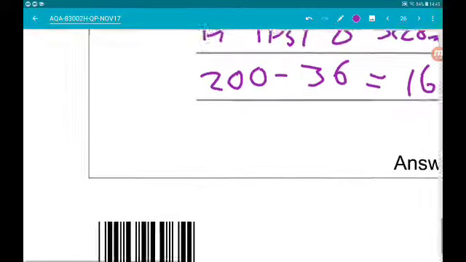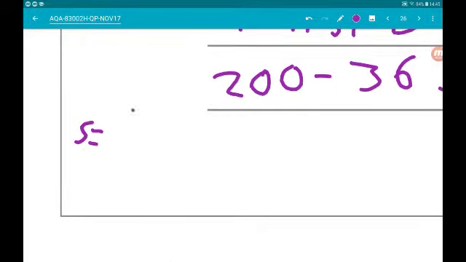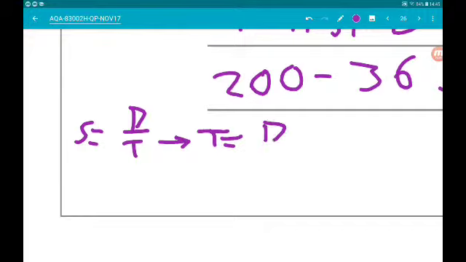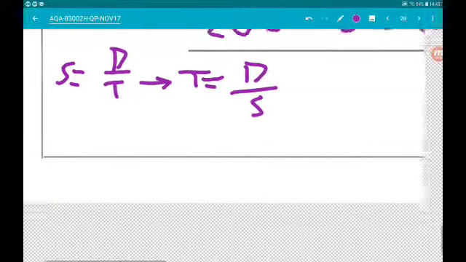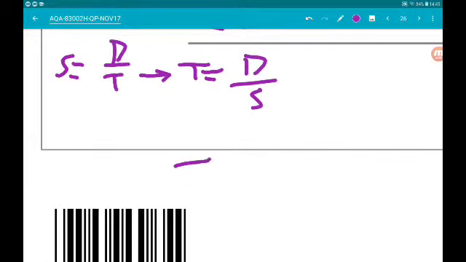So speed is distance over time. If we multiply by time and divide by speed, we get time is distance divided by speed. So we need to do here 164 divided by 9. So if we smash that into our calculators, we get 18.2 seconds.